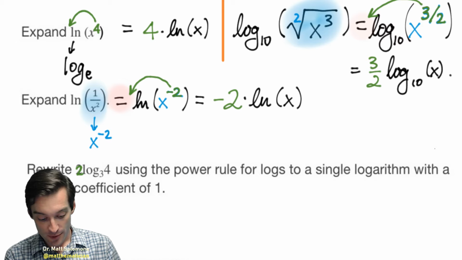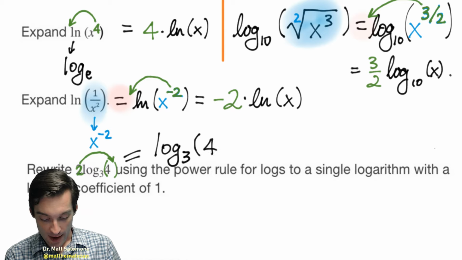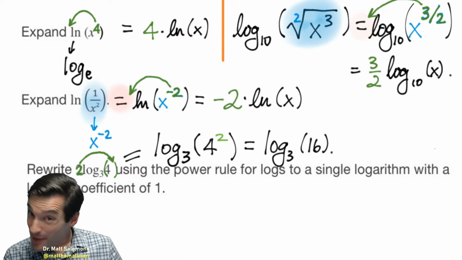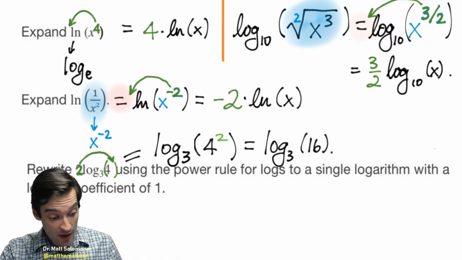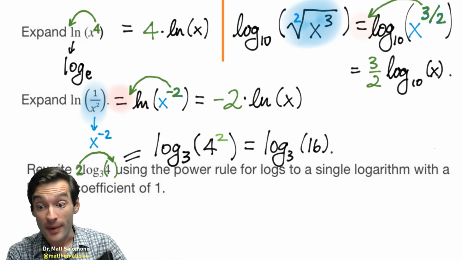Well, this multiple of 2, I can bring it back to the inside, and I end up getting a single log, base 3, of 4 to the power 2. Bingo. And if we want to simplify that, it's the base 3 log of 16. And again, the base 3 log of 16 is not a number that we know how to compute. If I want a decimal approximation, for example, my calculator does not have a log base 3 button.